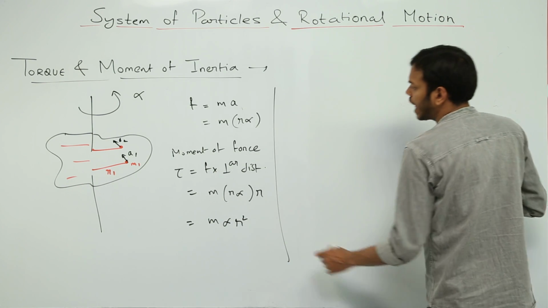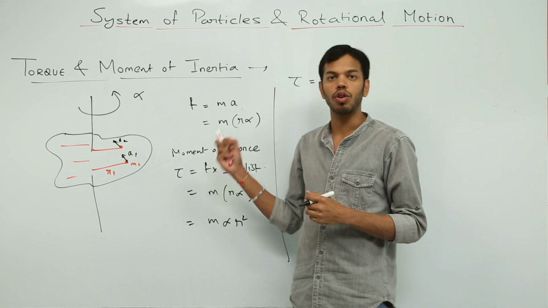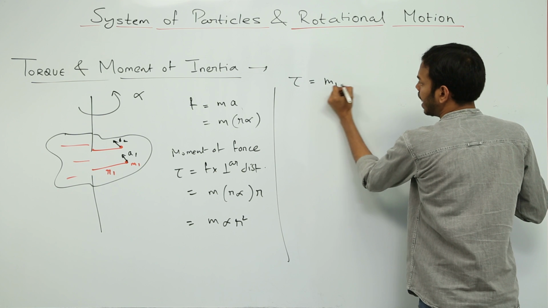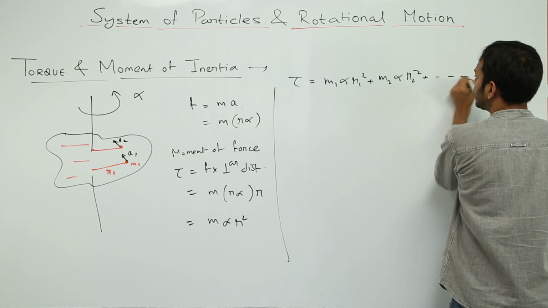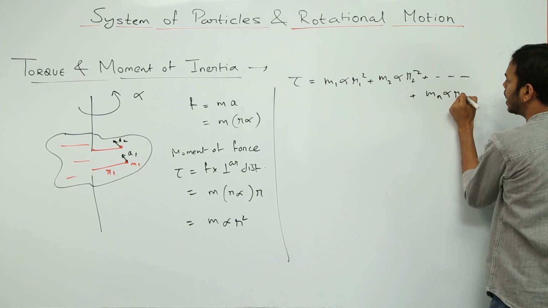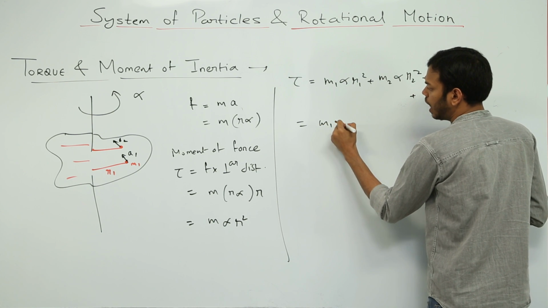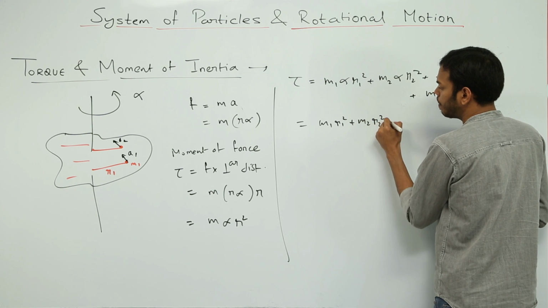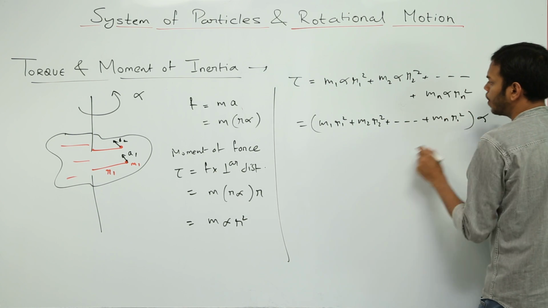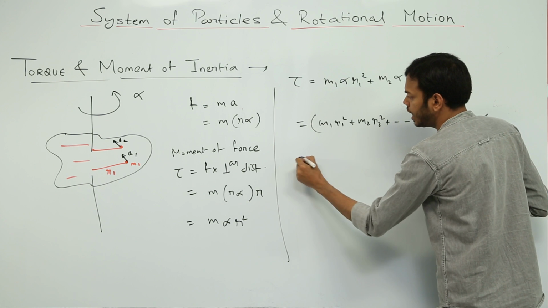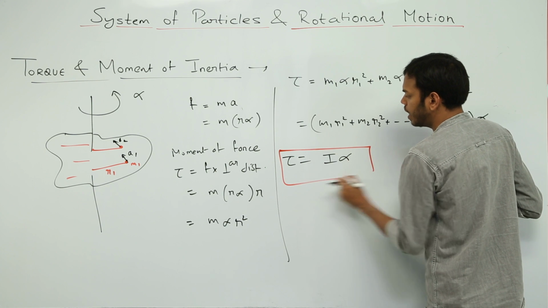Now if I have to calculate the total torque on this body, I'll be calculating the individual torques acting on each such particle. So it would be m1 alpha r1 square plus m2 alpha r2 square plus so on, mn alpha rn square. If I take alpha common, I'll be left with m1 r1 square plus m2 r2 square plus so on, mn rn square. What is this? We know that this is the moment of inertia I, so this becomes I times alpha. This is the relation between torque and moment of inertia.